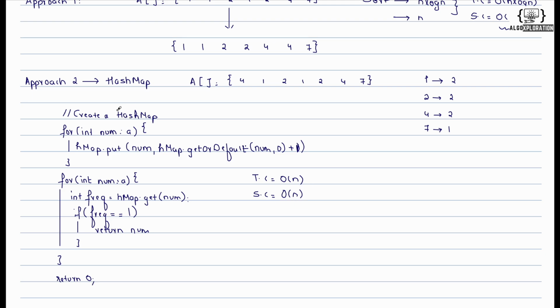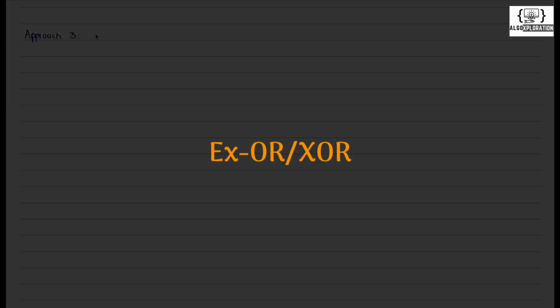So this is the overhead now. Let's see how we can optimize the space complexity to order of 1. There is one more approach. In that case the time complexity will be order of n and the space complexity will be order of 1. Approach 3.